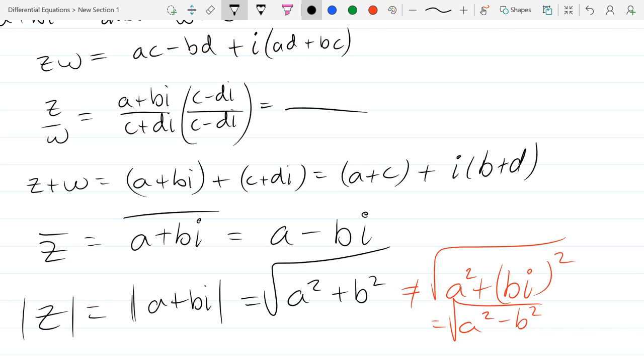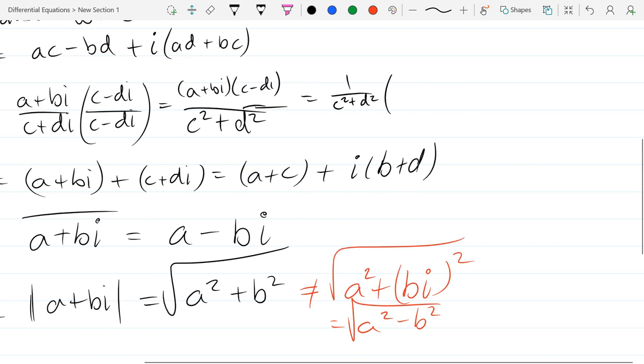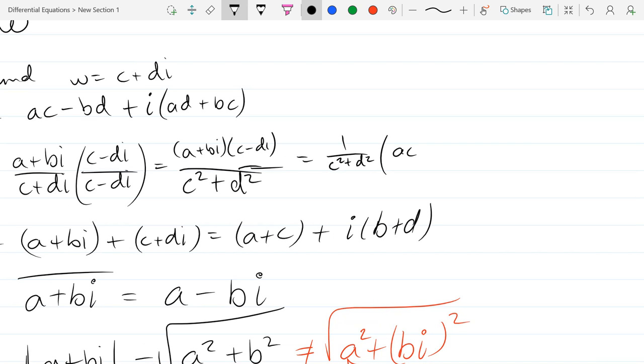Now on the bottom, I'm going to exploit the conjugate multiplication, c squared plus d squared. And on the top, whatever you get when you FOIL out is the number you get on the top. And this just looks like 1 over c squared plus d squared times, maybe I'll write it out here, ac plus bd plus i times something, ac minus bd.